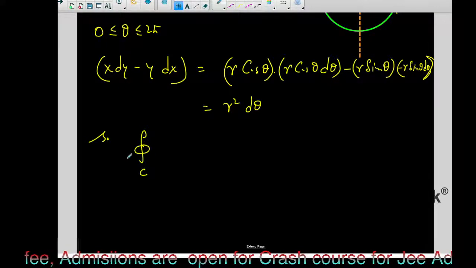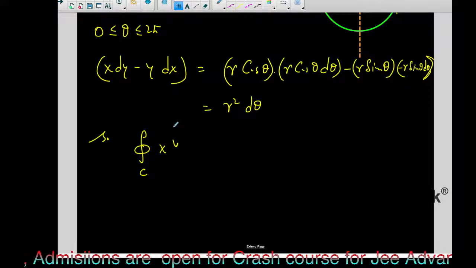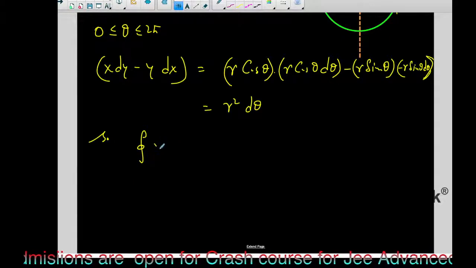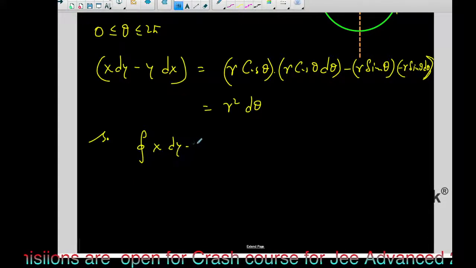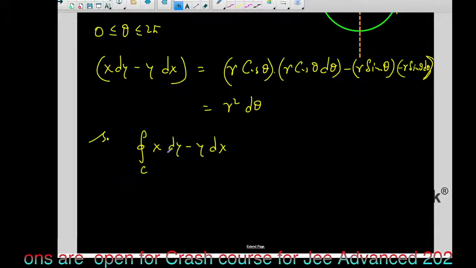So for the integral over C, you can write it this way or that way. That is x dy minus y dx. They have asked here for the integration over a circle of x dy minus y dx. That means along the curve. The C means along the curve.